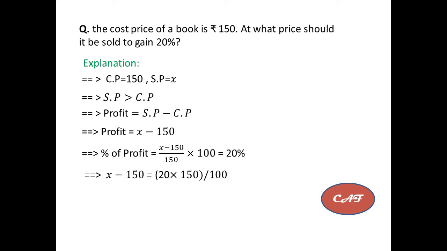If you solve this equation, X minus 150 is equal to, I am taking 150 into right side, 20 into 150 divided by 100. So after that X is equal to, if you solve that, 150 plus 30 is equal to 180. So finally I got selling price is equal to 180 rupees.